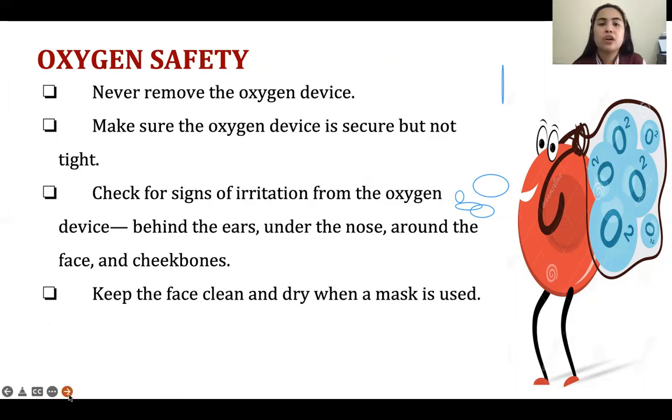Then never remove the oxygen device. Make sure the oxygen device is secure but not tight. Check for signs of irritation from the oxygen. So this is behind the ears, under the nose, around the face and the cheekbones. Keep the face clean and dry when a mask is used.